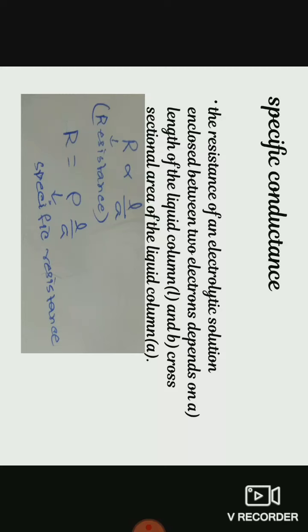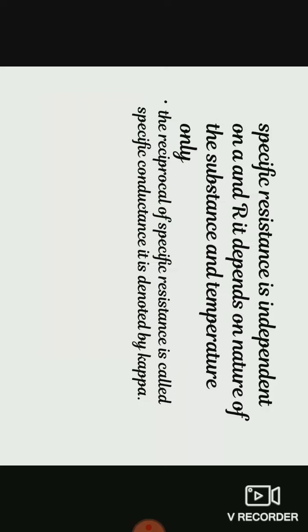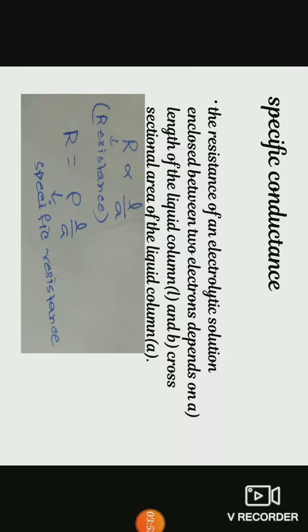By removing the proportionality sign, we can get an equal sign and a constant. This is the specific resistance or resistivity, rho. L is the length of the liquid column and A is the cross-sectional area of the liquid column. This specific resistance is a constant term, independent of R, L and A. So specific resistance is a constant and independent of resistance, length and cross-sectional area of the cell.